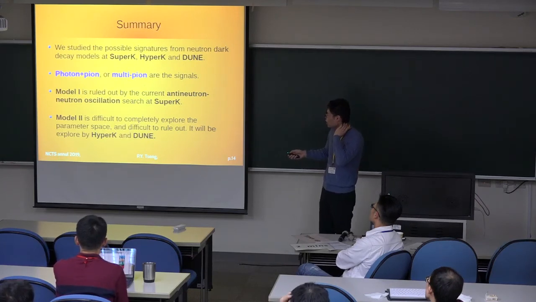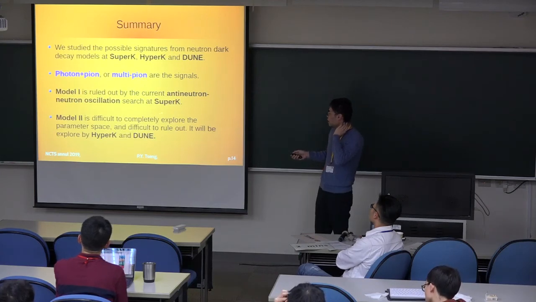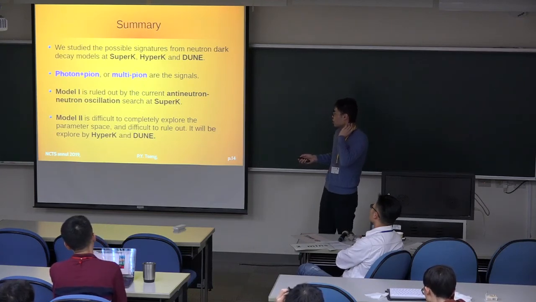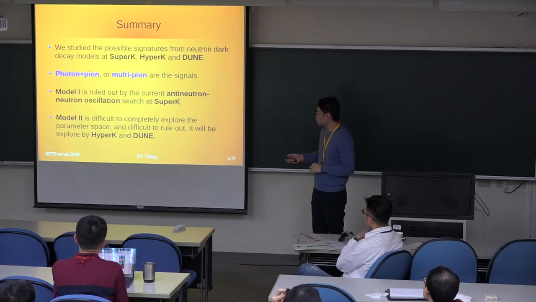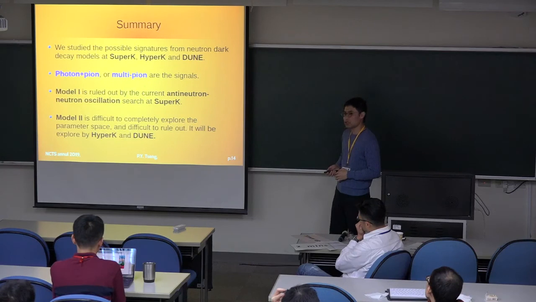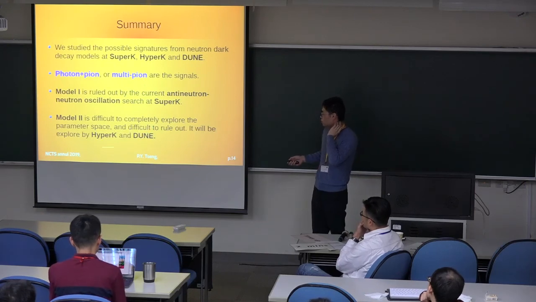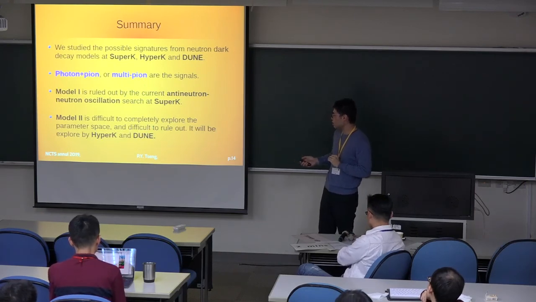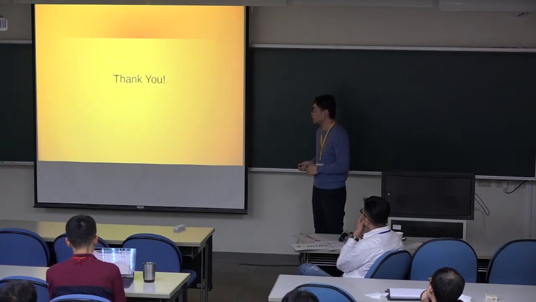Therefore, model 1 can be ruled out by the current anti-neutron neutron oscillation search by Super K. And model 2, because it has more parameter space, is difficult to fully exclude. But most of the parameter space can be covered by the future Hyper K and DUNE experiments. Yeah, thank you.